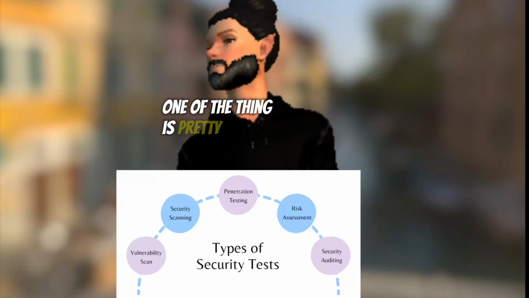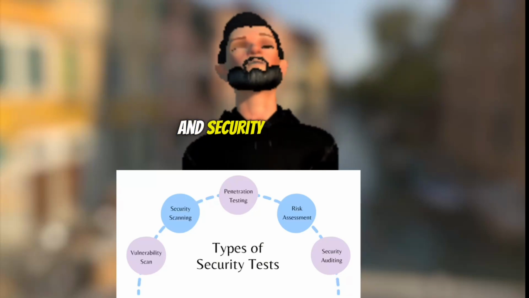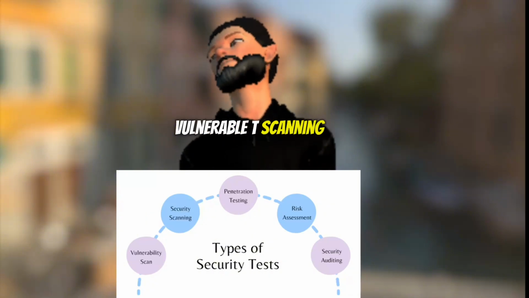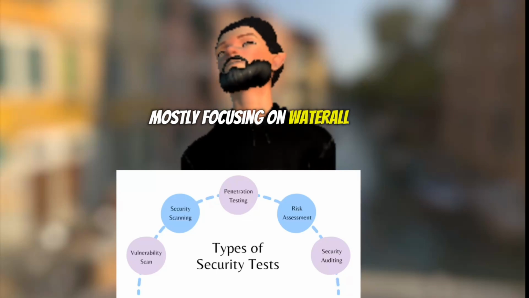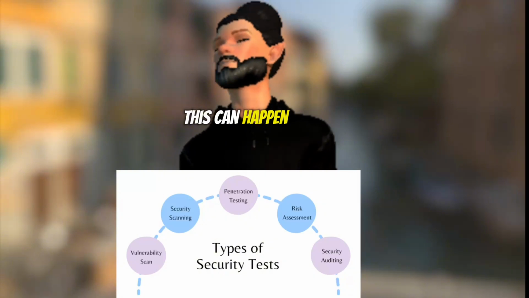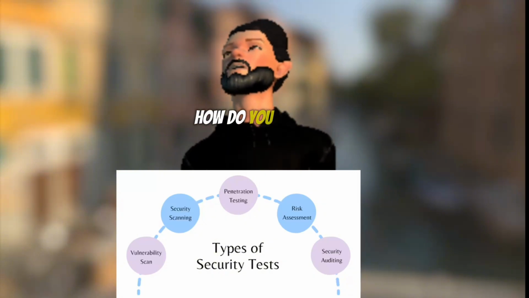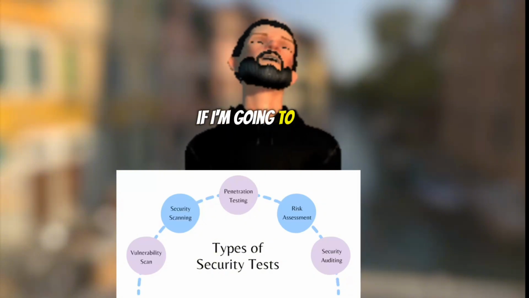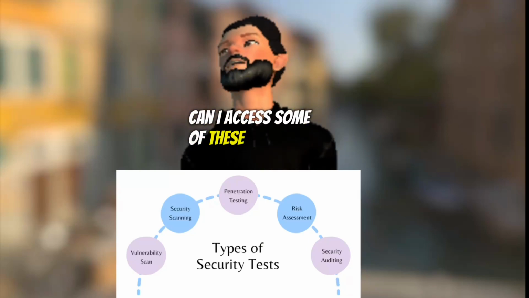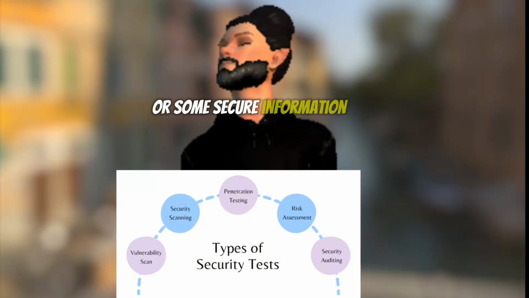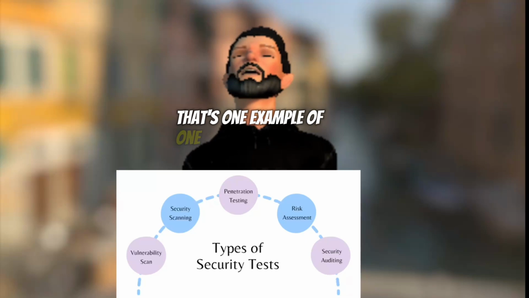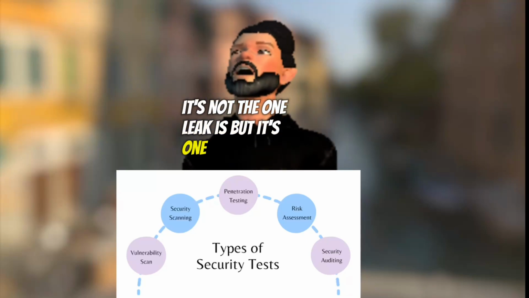One of them is vulnerability scanning and security scanning. So what is the difference between vulnerability scanning and security scanning? Vulnerability scanning mostly focuses on the potential leakages, memory leakage or information leakage, that can happen. For example, in a web application, if I go to Google Chrome and open the dev tools, can I access some API keys or some secure information available there? That's one example of a vulnerability. It's not the only case, but it's one example.